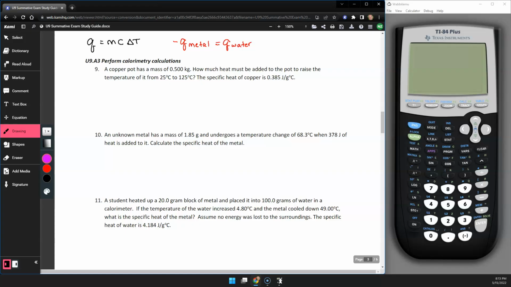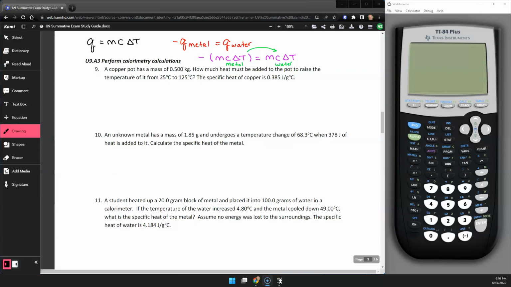Now, since we're setting the Q values equal to each other, we can take that equation and rewrite it. So if Q equals mc delta T, I can rewrite this as negative mc delta T. So again, the metal is exothermic. The heat is going to be leaving the metal, and we're going to set that equal to mc delta T of the water. Okay, so I can label this side. This is going to be the metal, and then this will be the water. So again, the heat's flowing from metal to water.